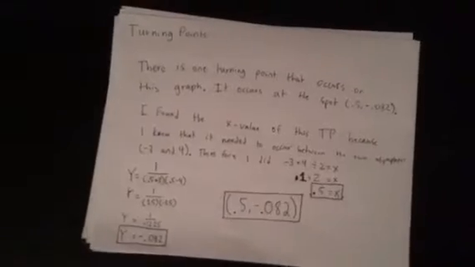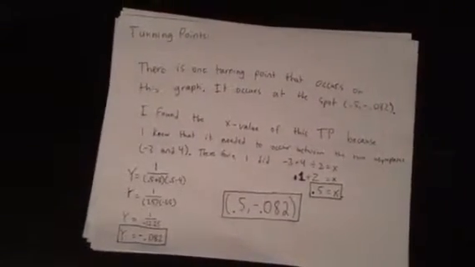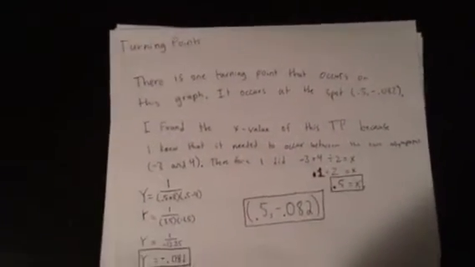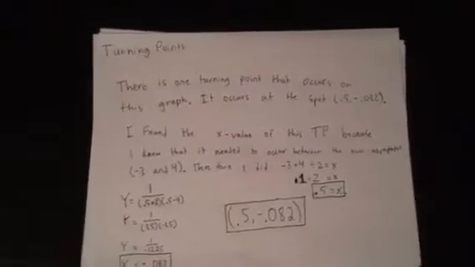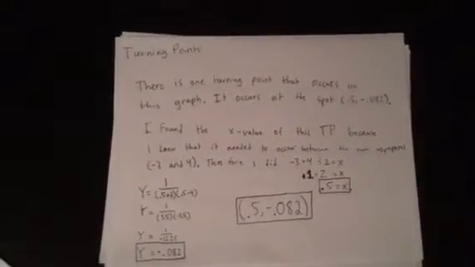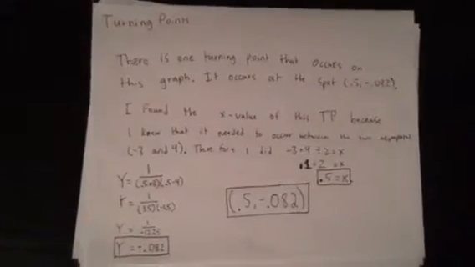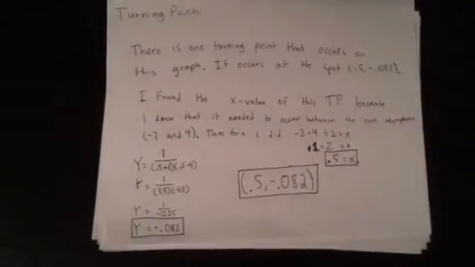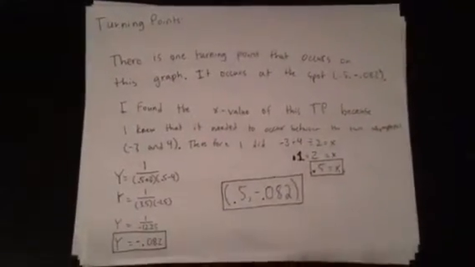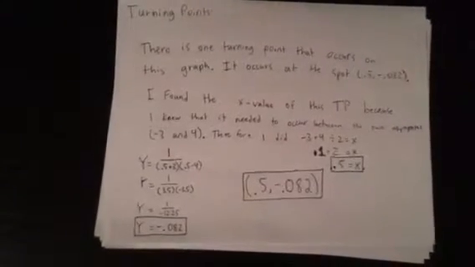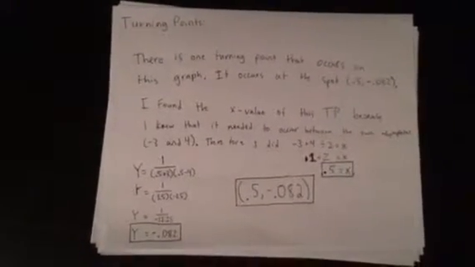Our turning points, which we only have one of. Our turning point is 0.5 and negative 0.082. I found the x value of this turning point in between the two vertical asymptotes, and then I plugged 0.5 in. Well, I used the same method as finding the zeros as illustrated on the right-hand side. Then I plugged that into my function and realized that the y value of our turning point was negative 0.082.